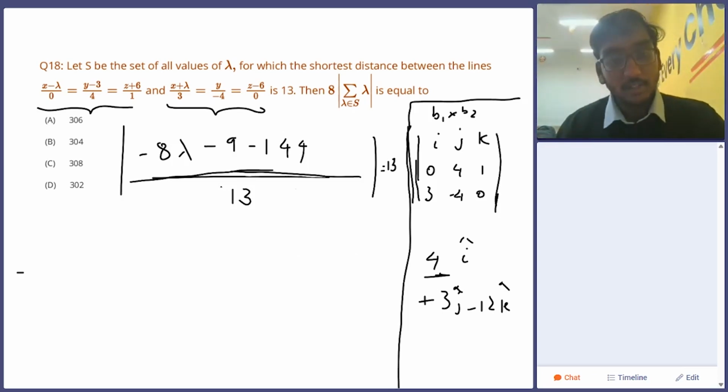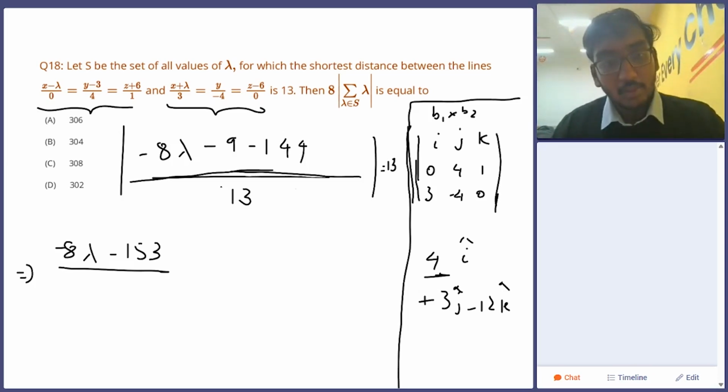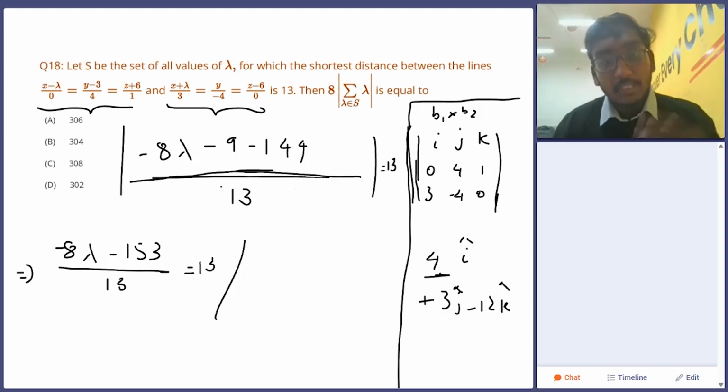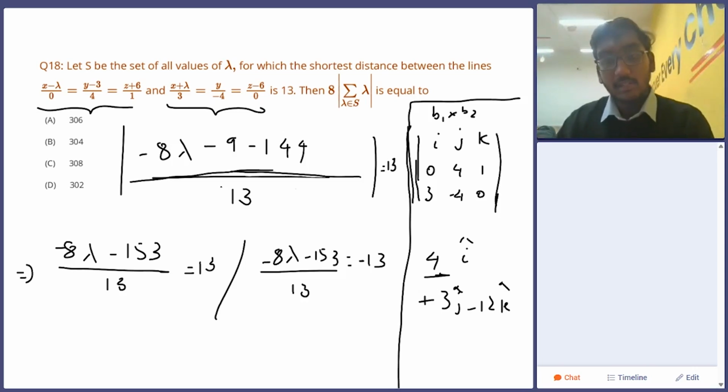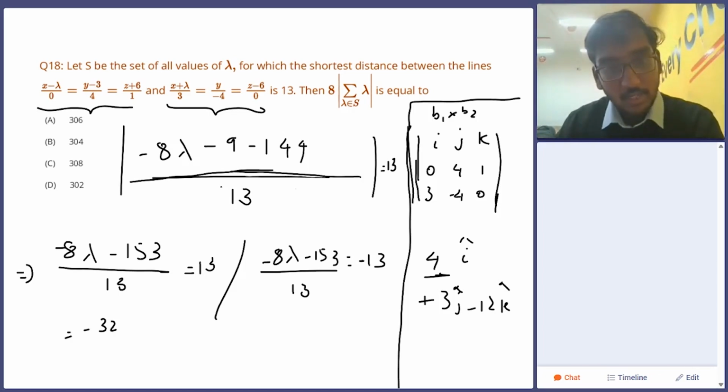So what you will be getting? If you remove the modulus sign, you can say that (-8 lambda - 153) upon 13 can be either 13 or it can also be -13, okay? So (-8 lambda - 153) upon 13 can also be -13, okay? So in this particular case, what will be the value of lambda? It will be (169 + 153) divided by -8, no? That will be -322 divided by 8, okay?